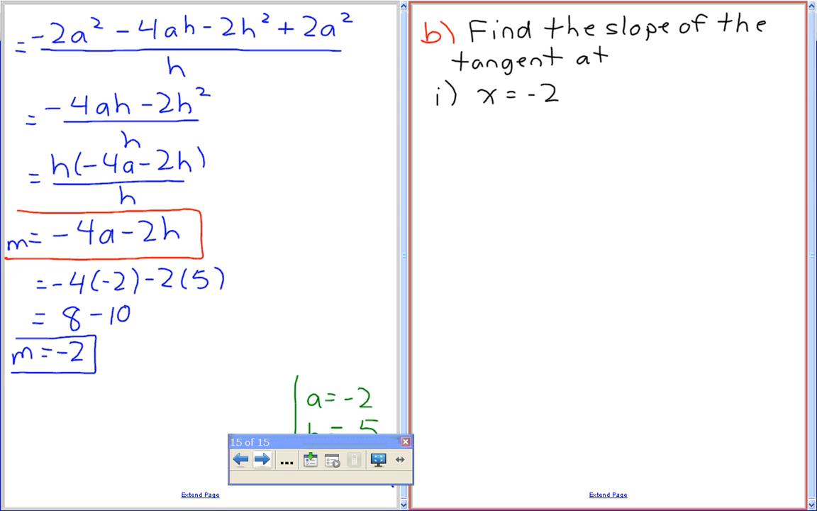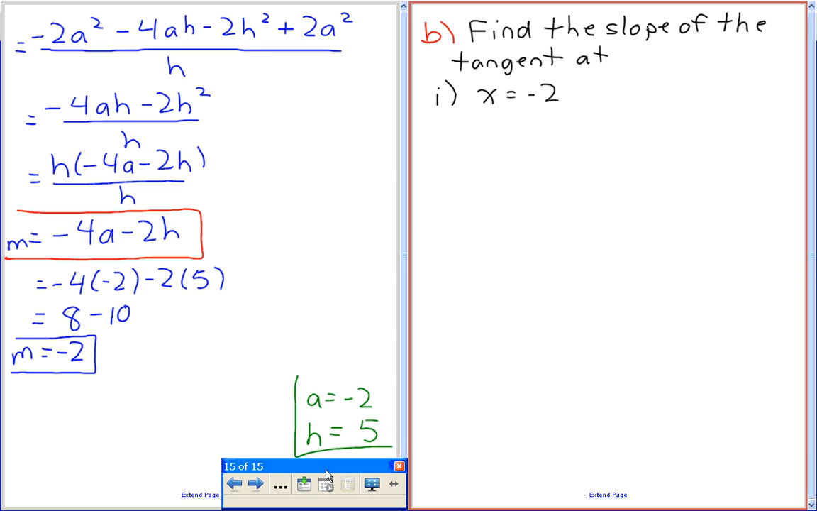Ben, how can I instantly find the slope at x equals negative 2? You can just put negative 2 in. Yeah. Good. So in this case, a is just going to be negative 2. And what's h going to be? h is 0, right? So all you're going to do is just use your m equals negative 4a minus 2h, right?